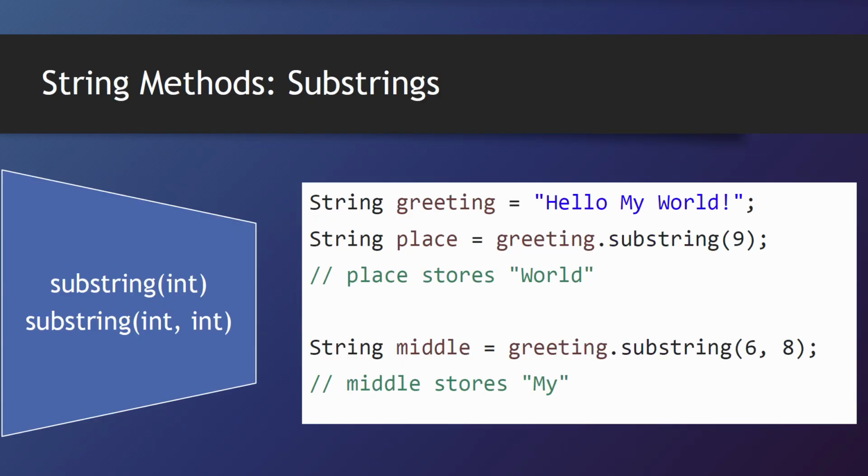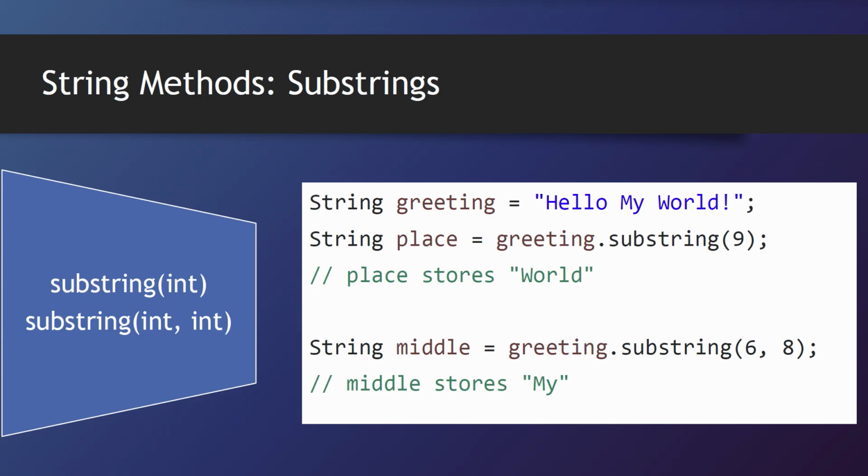The string class has two substring methods. One method takes a single parameter and creates a new string starting from that specified index and going to the end of the string. In this first example, we find the substring starting at index 9 and going to the end of the string. The other substring method takes two parameters.